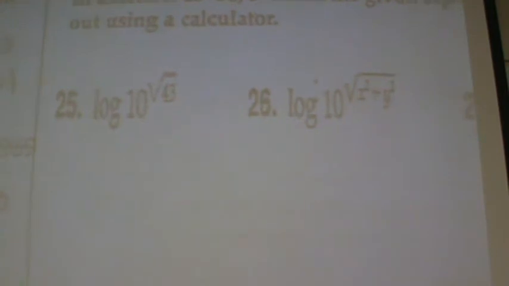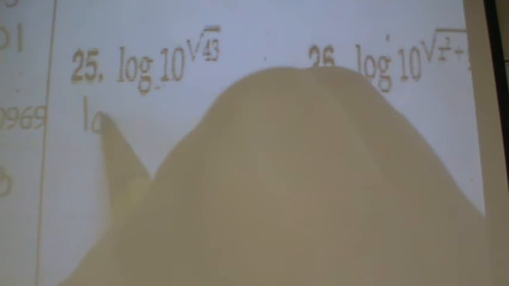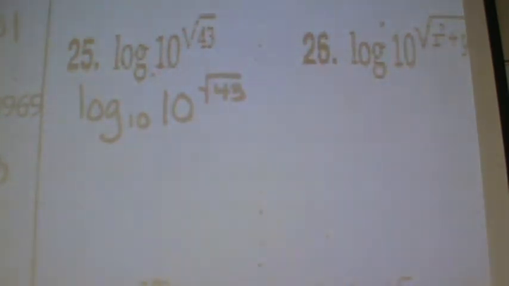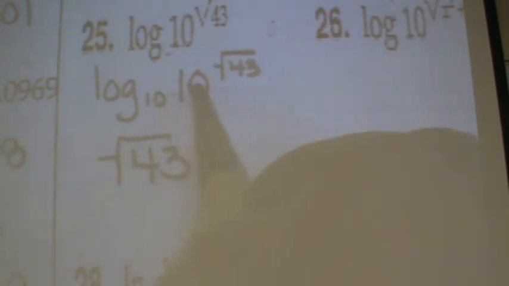It says without using a calculator. Do you remember my trick? What's the base here? It's a 10. Well, aren't these two going to be the same? This is written log base 10 of 10 to the square root of 43. Can you evaluate that for me? What's the answer? Square root of 43. When these two are the same, that's the answer.